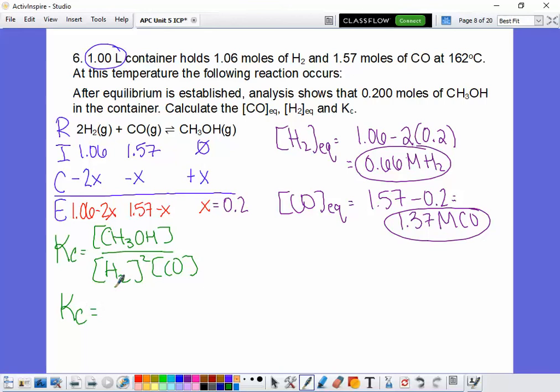Okay, and now I'm going to plug in everything I know. My methanol concentration at equilibrium is 0.2. H2 is 0.66 squared, and then CO is 1.37. And like I said before, most of the time you're going to be given the equilibrium constant, so I'm not going to be real worried about sig figs right here, but let's try to maintain an appropriate number of sig figs. Don't give me a number with like 9 sig figs. That's just ridiculous.